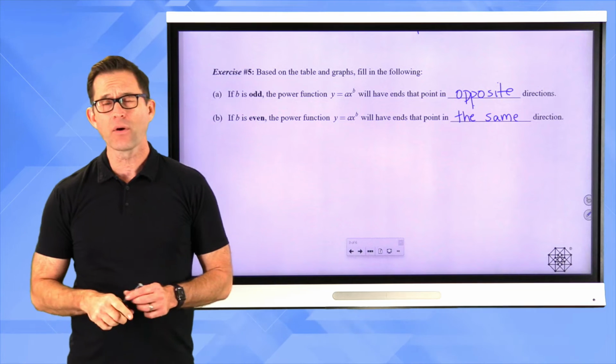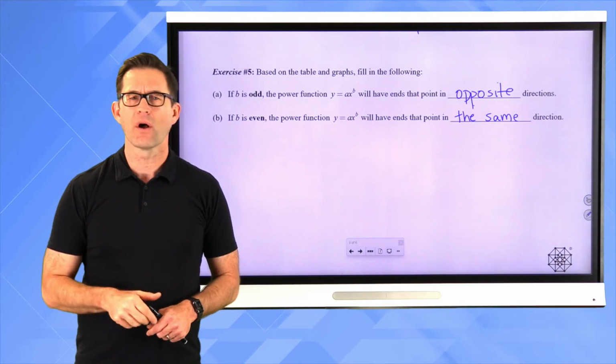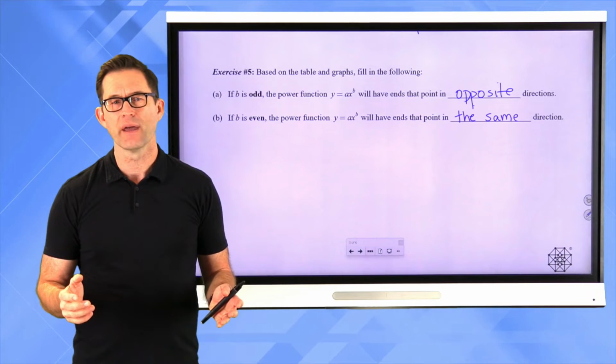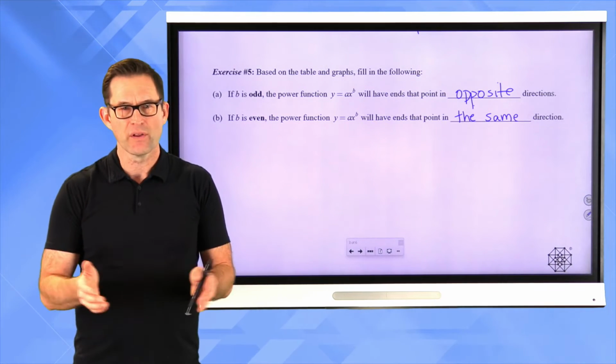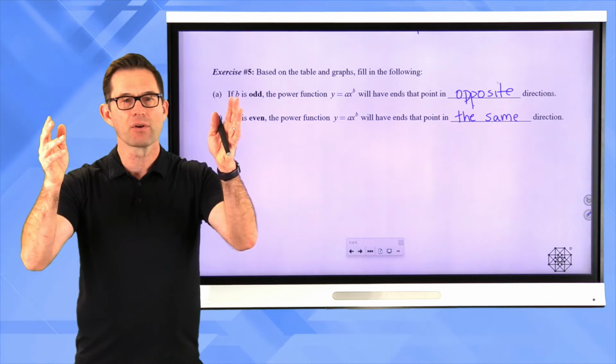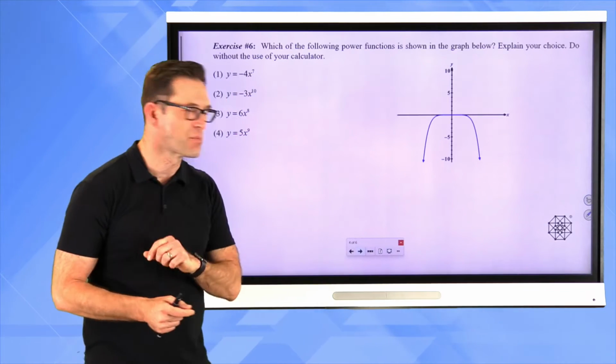It means that power functions that are odd will always cross the x-axis at some point. Power functions that are even, well, those will intersect the x-axis right at the origin, and then they'll either go up or they'll go down. So let's take a look at our next problem.